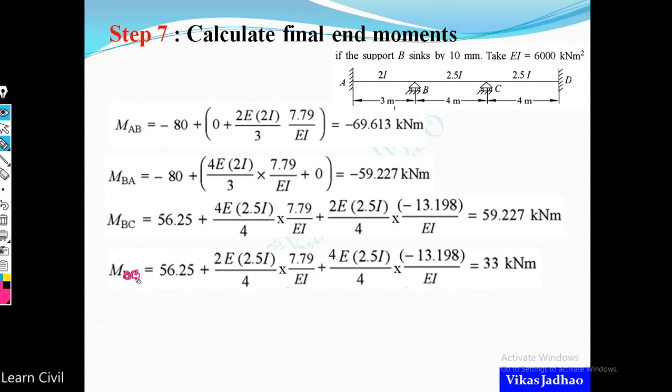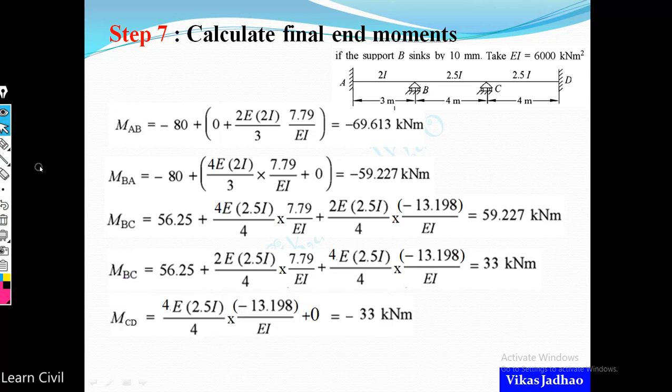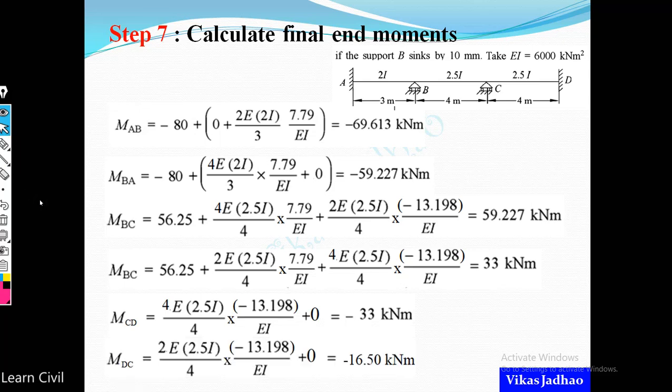Similarly for CB, sorry, this was written BC, this should be CB. For CB, the fixed end moment plus twice EI theta B plus 4EI theta C. We get the value of MCB equal to 33.00 kilonewton meter. Now MCD will be equal to minus 33 kilonewton meter and MDC will be equal to minus 16.5 kilonewton meter.